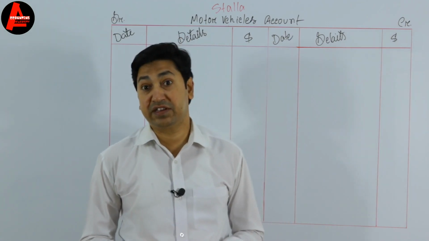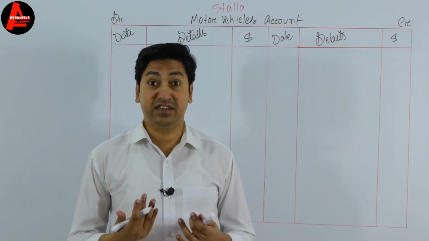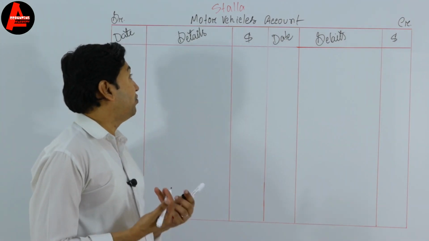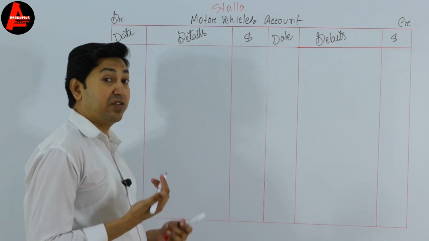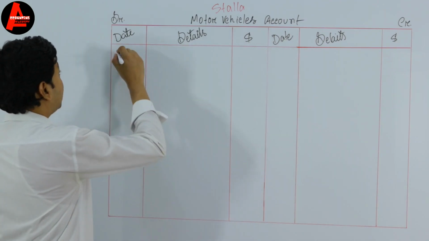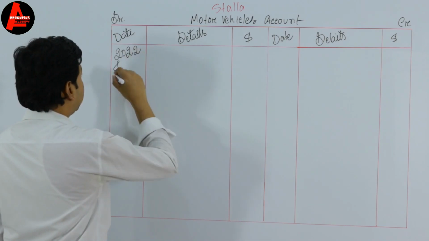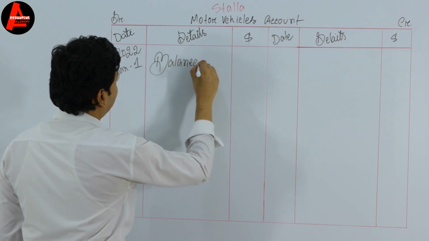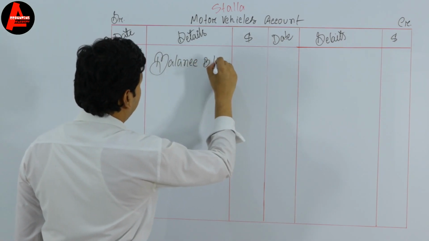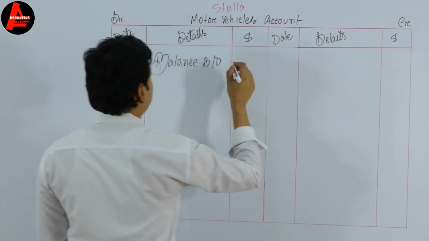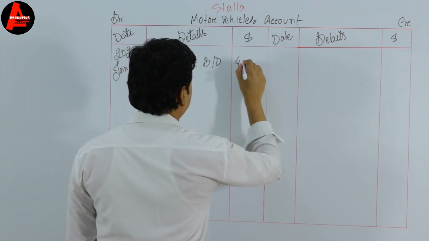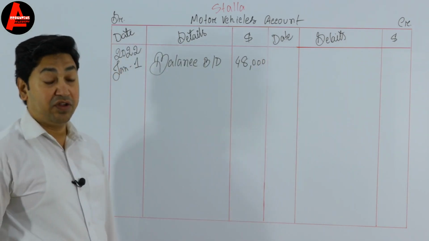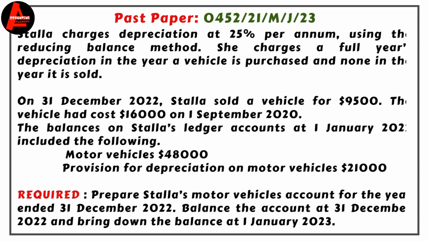You know, a motor vehicle is a non-current asset, yeah? An asset has a debit balance. It is a normal debit account. Don't forget. So here we will write on the debit side, okay? We have the date, 2022 January 1st. We will write here balance b/d. b/d stands for balance brought down, okay? So in the question, the amount is given, $48,000. Okay, great.